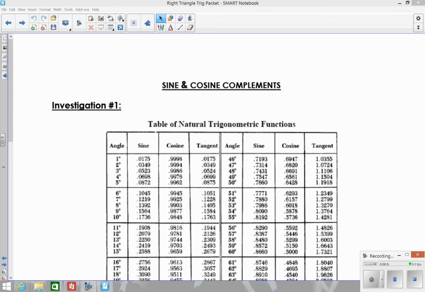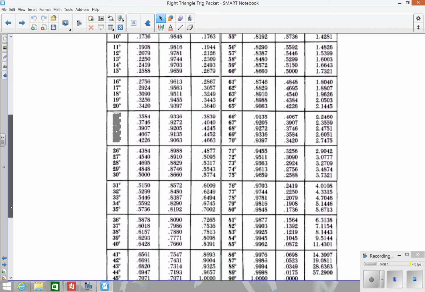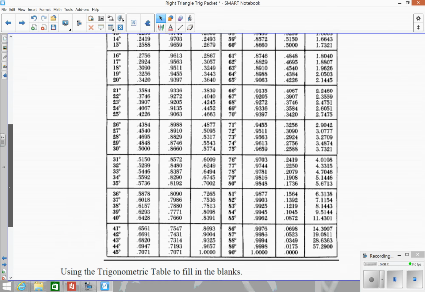Hi guys, so the first thing I want to do is go over investigation number 1. So let's flip back to that, and hopefully you were able to find a pattern here. So first thing, if you're looking for what cosine of what is equal to sine of 20, the answer should have been 70. So just to verify that, I'm looking through the table.